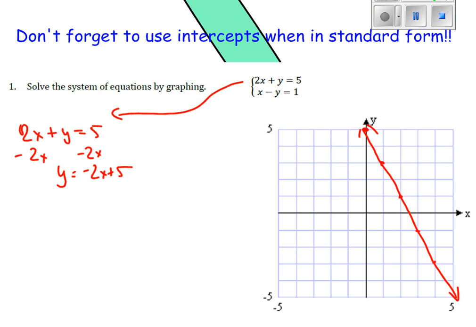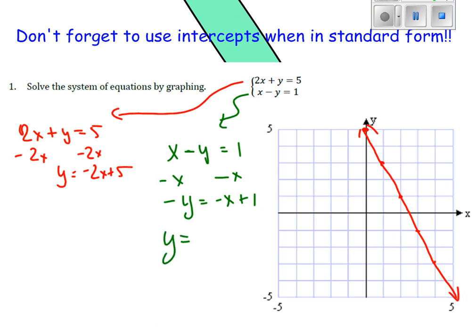And the other one, x minus y equals 1. Well, if I subtract x over, that's negative y equals negative x plus 1. Now, I can't leave it like that. So if I switch that to y, I also need to switch all the other signs. Basically, it's multiplying both sides by negative 1. So x minus 1 is right here. Slope will be here. Where do those two cross? Well, they cross right here at (2, 1).